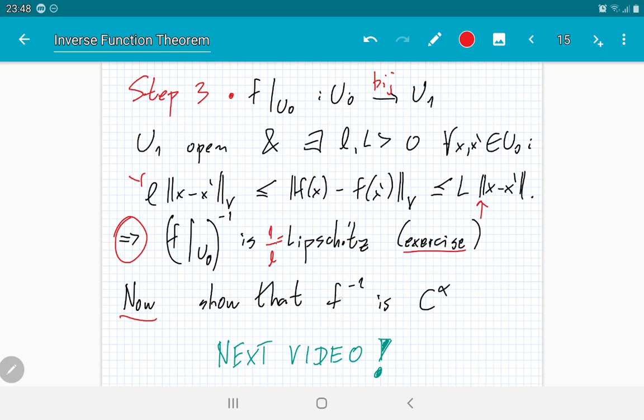So notice that I'm going to be a bit cavalier in my notation. I'm going to forget this restriction to u0, pretend u0 is all there is, and then I'm just going to write this. Well, in reality, this should be this. And then we're going to argue that this inverse function has alpha derivatives. But that's in the next video. So thank you.